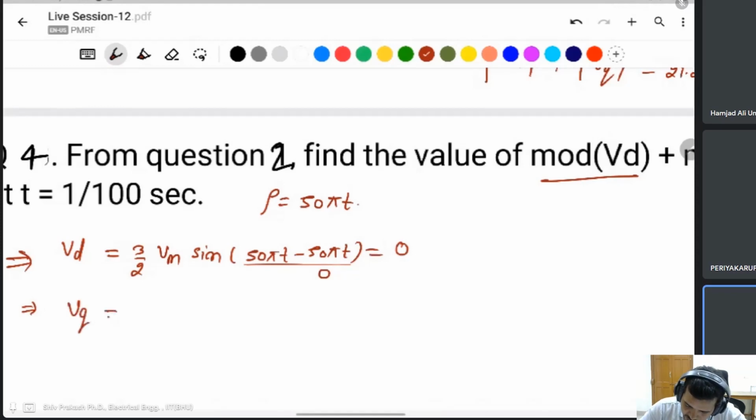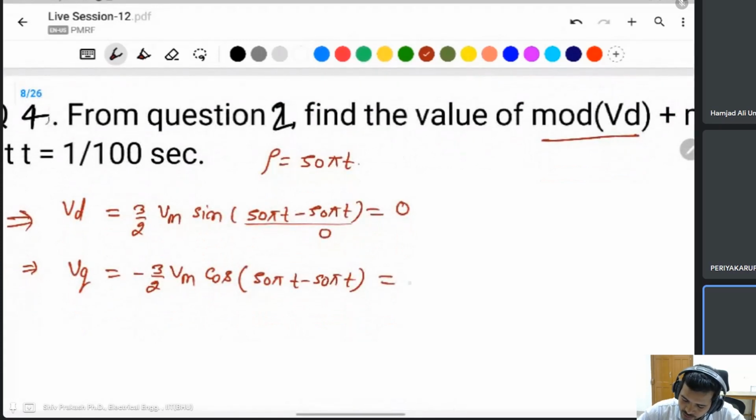Now Vq is minus 3 by 2 Vm cos of 50 pi t minus 50 pi t, which will be 0. Then minus 3 by 2 times cos 0, which is 1. Then this will be minus 3 by 2 into Vm, which is 20, so it will be minus 30. Mod of Vd plus mod of Vq is equal to 0 plus 30.